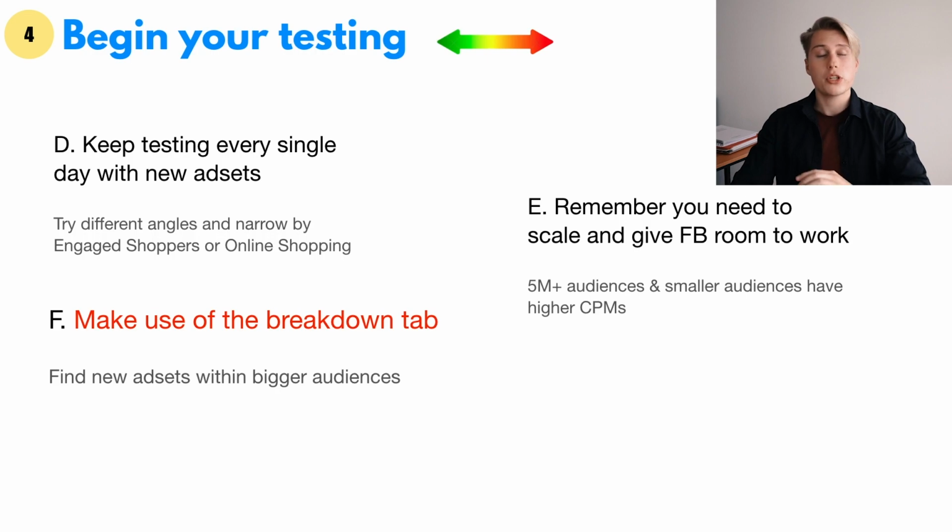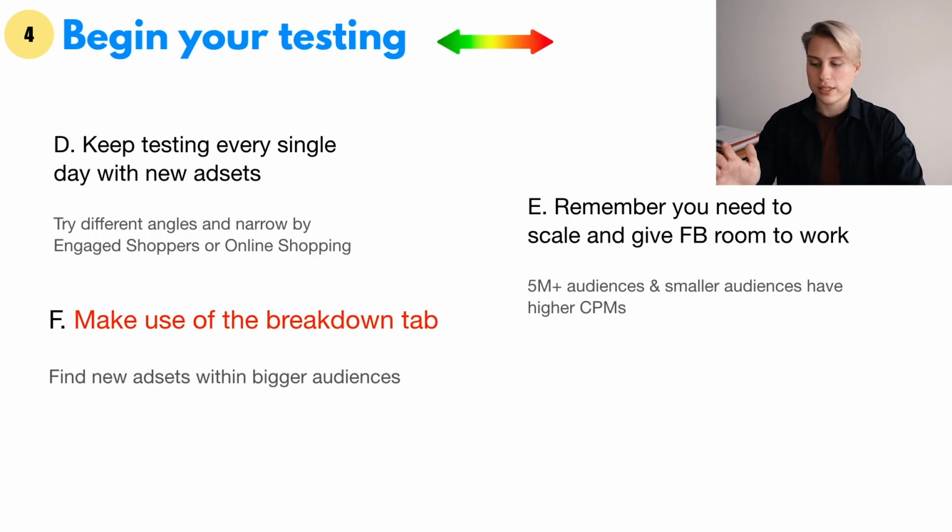So what this means is when you're looking at your audiences, I would only choose audiences which are 5 million plus, because number one, if that is a successful audience, you're going to be able to scale into it. And number two, your smaller audiences have a higher CPM.